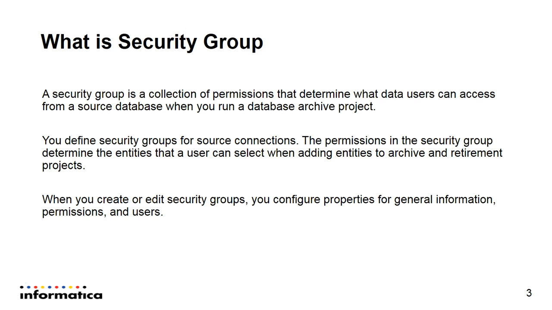A security group is a collection of permissions that determine what data users can access from a source database when you run a database archive project. You can define security groups for the source connections in the ILM, and the permissions in the security group will define which entities can be selected while archiving or retirement. When you create or edit security groups, you can configure properties for general information, permissions, as well as the users.